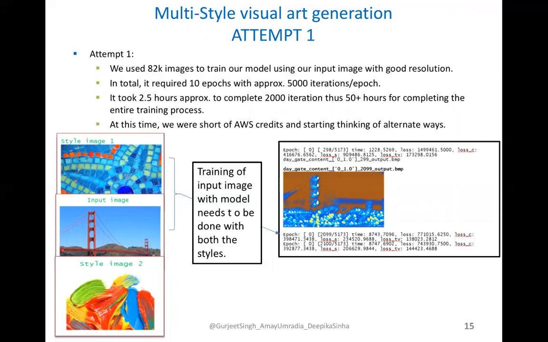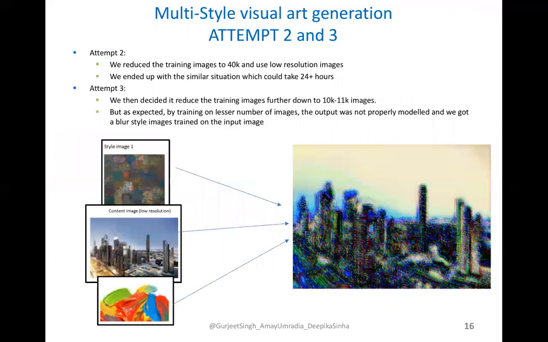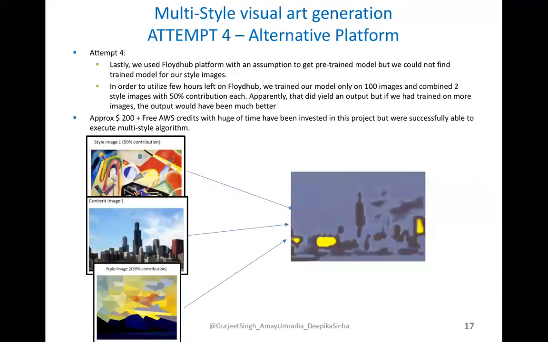So a second attempt was made to reduce the number of epochs. In the second attempt, we reduced the images. It didn't work. We had about 24 hours. And in the third attempt, we reduced the images even more, to 10,000 to 11,000. And here also, we were getting a blurry image. So as you can see, both the attempts were very difficult, and they exhausted all our free credits from Harvard plus $200 from our pocket.